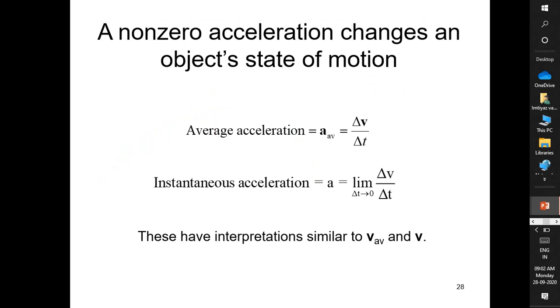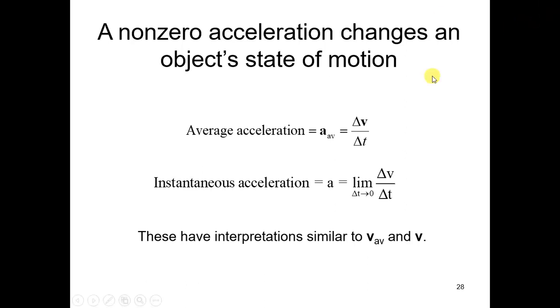So a non-zero acceleration changes an object's state of motion. Average acceleration a_av equals delta v by delta t. Now the instantaneous acceleration a equals the limit as delta t tends to 0 of delta v by delta t. This interpretation is similar to that of average and instantaneous velocity. Okay, so this is our acceleration.